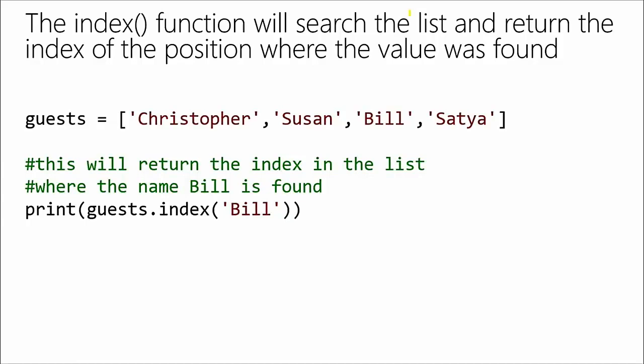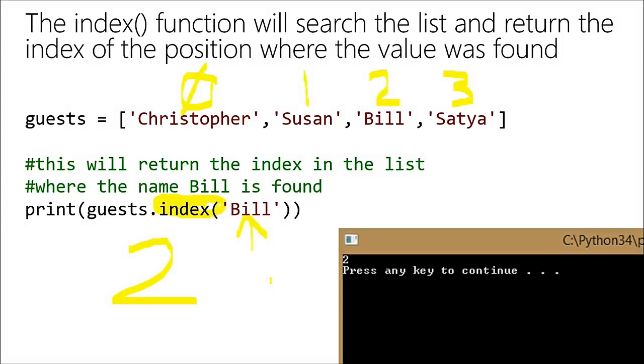If you take a look at the slide here, there is also an index function you can use. It is actually a function of your list. You pass it the value you want to search for, and it will return the first one it locates. So if you had 2 Bills, it would tell you the location of the first one it locates, and it'll return the index. In this case, Christopher's in position 0, Susan's in position 1, Bill in position 2, Satya in position 3. So when I say go find Bill, it's going to return a 2, because that's the index position of Bill's entry in the list.